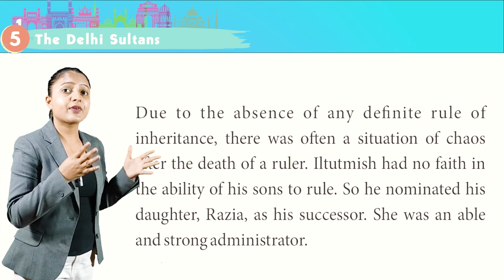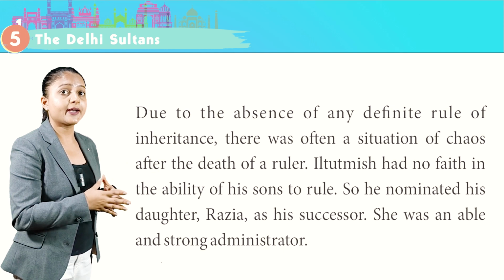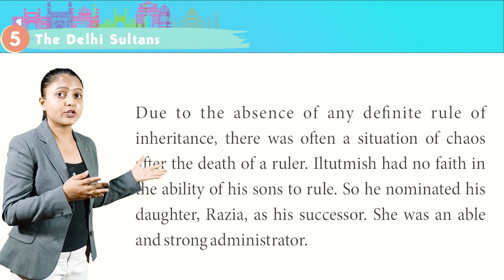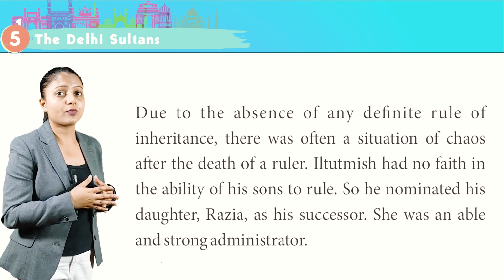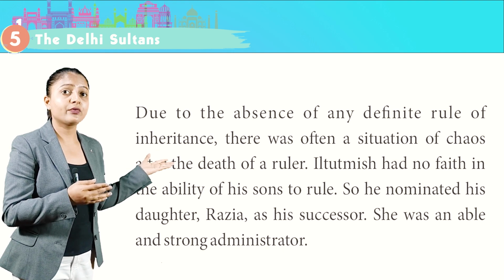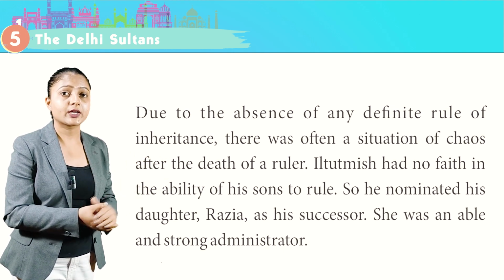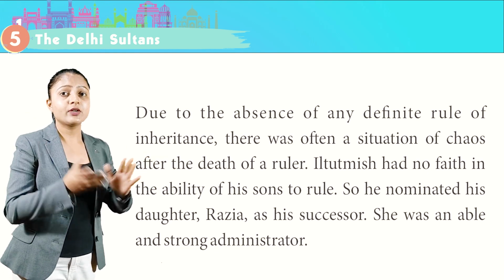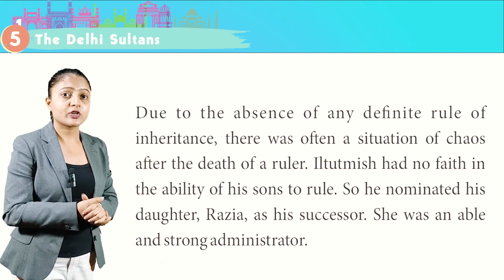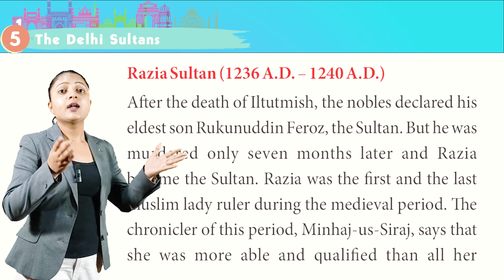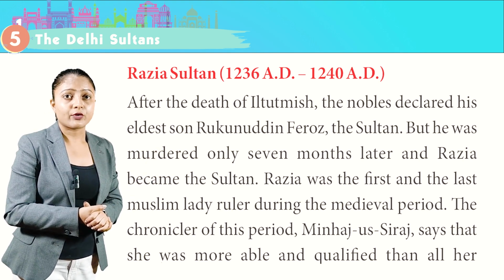Due to the absence of any definite rule of inheritance, there was often a situation of chaos after the death of a ruler. Iltutmish had no faith in the ability of his son to rule, so he nominated his daughter Razia as his successor. She was an able and strong administrator. Razia Sultan, 1236 AD to 1240 AD.